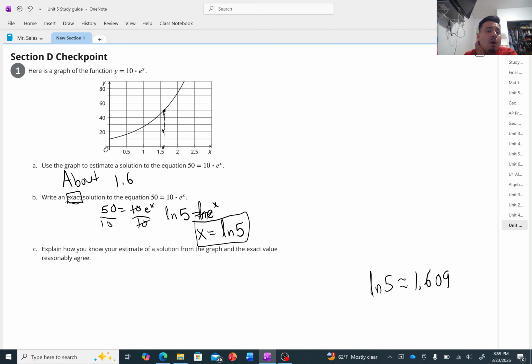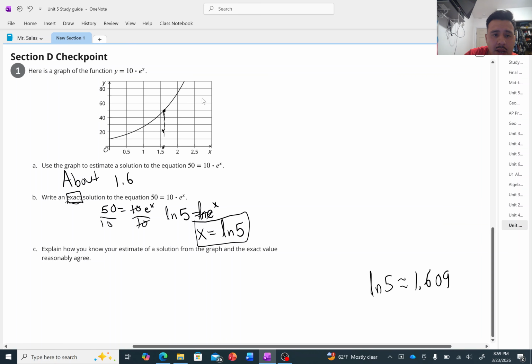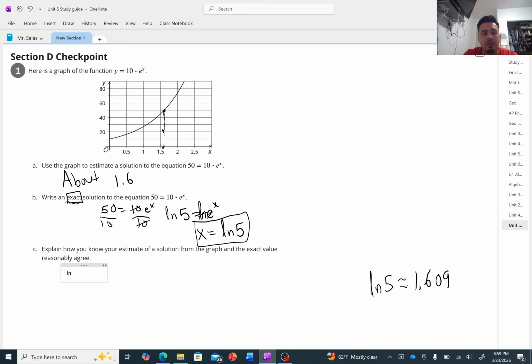And I can go ahead now and make a comparison. For this, let me actually type it out so that way you see. Let me see, does this work? 3, 2, 1. Perfect. I know that they reasonably agree because they are very close in value.